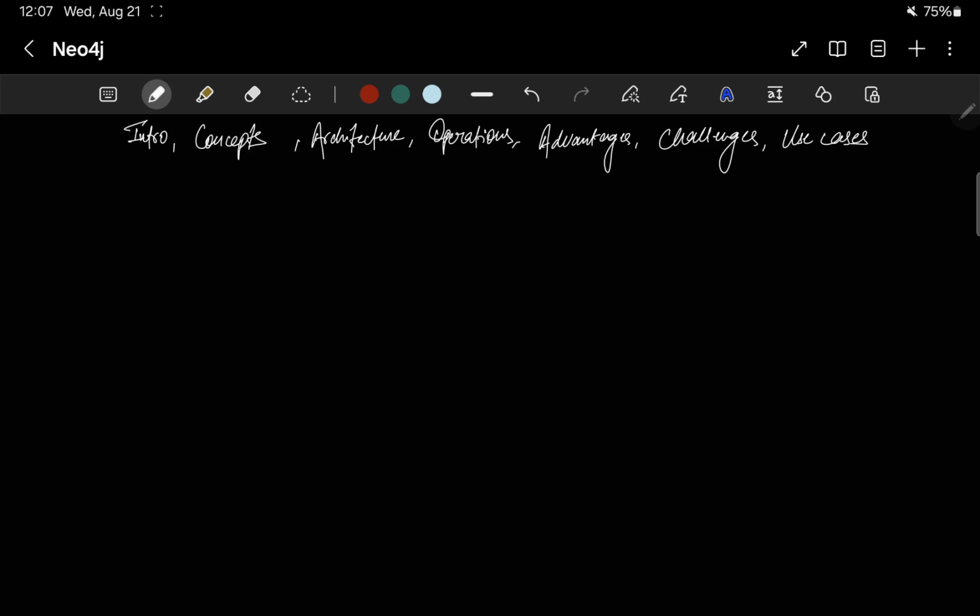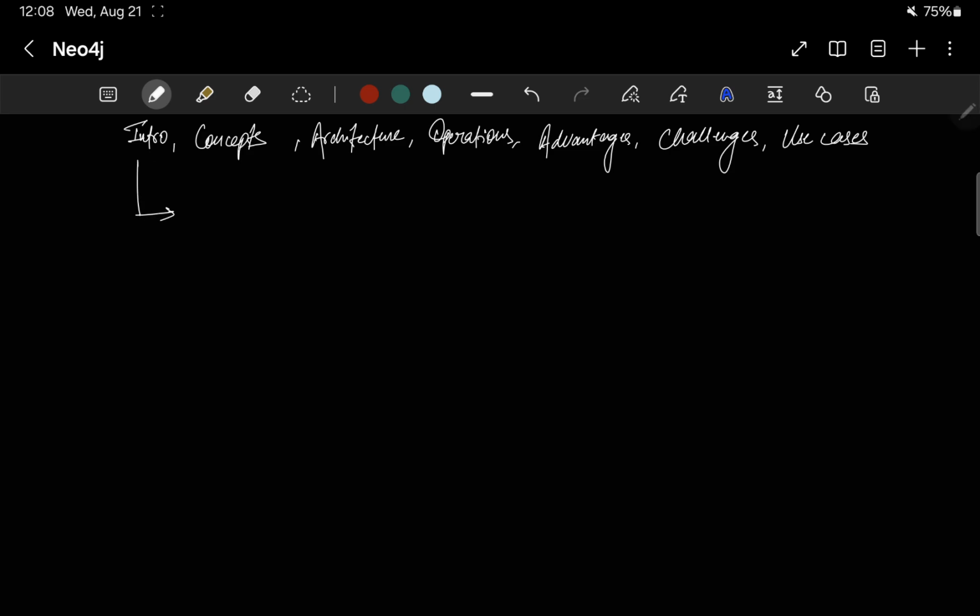I'm not saying it's only because of Neo4j. There are other graph databases as well. Neo4j is one of them. So I'm discussing one, Neo4j. You can think that other graph databases will be having similar implementation, but Neo4j is the most popular one. So I'm discussing this one. Okay. So let's talk about the introduction.